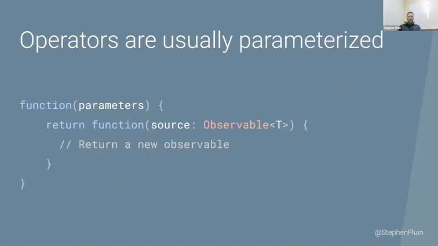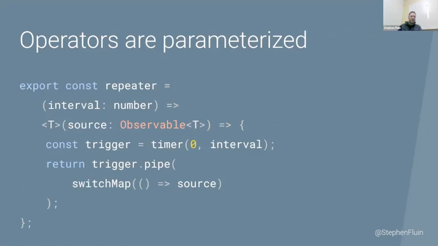When you're creating your own, we find that operators are usually parameterized. So instead of just having a function that takes a source and returns a result, oftentimes you'll have a function that returns a function. So there's one layer of indirection to be aware of here. And anytime you look at a custom operator or any of the existing operators in RxJS, you're definitely going to see that pattern.